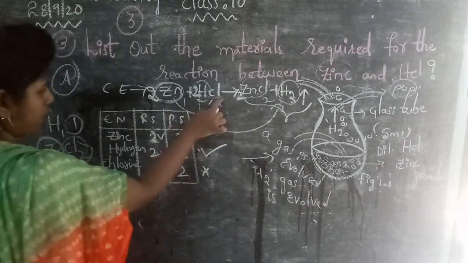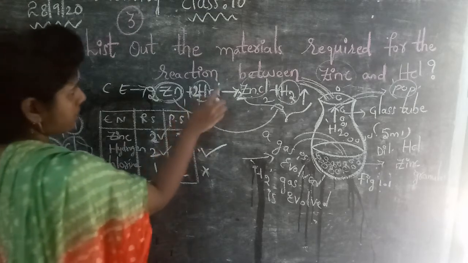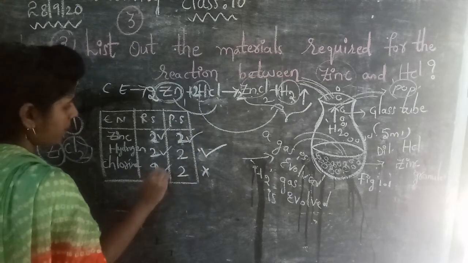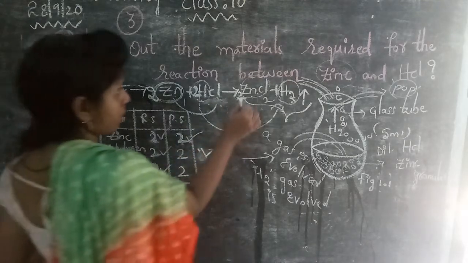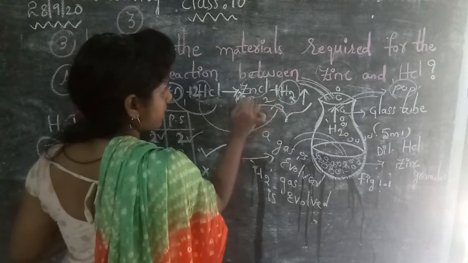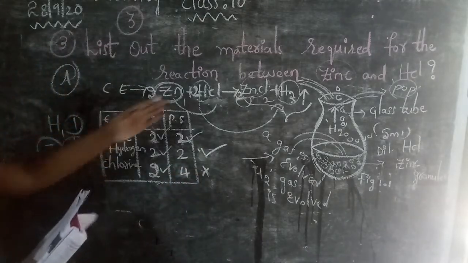Next one is how many chlorines are there here? 2 chlorines are there. Okay. Yes or not? 2 chlorines are there. So here you have to write 2 chlorines. But here how many chlorines are there? 2 means these 2 will be applicable for 2 zinc. 2 chlorine means 2 to the 4. 4 chlorines are there, right? Here 4 chlorines are there. We have to balance this chlorine.